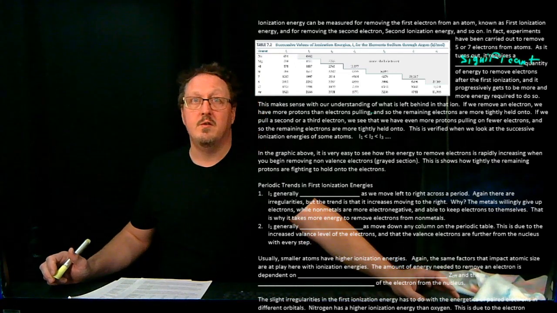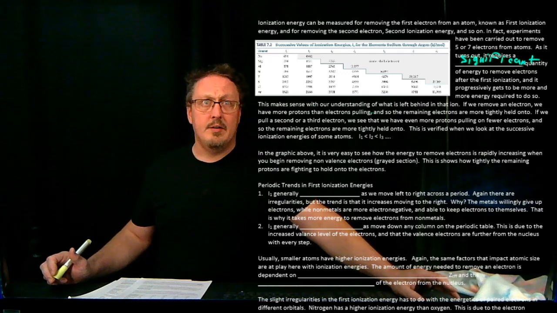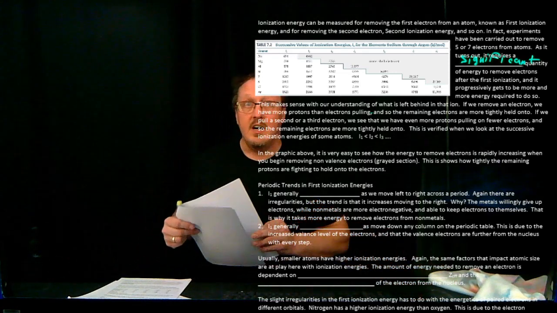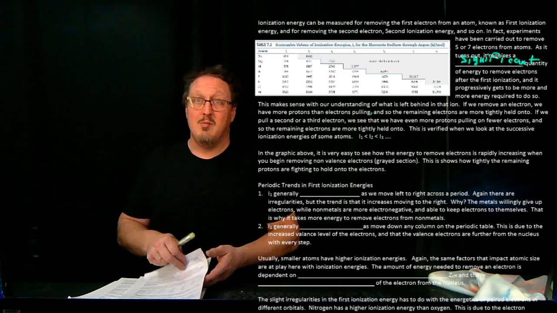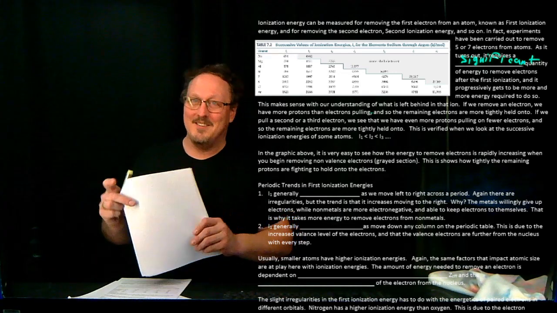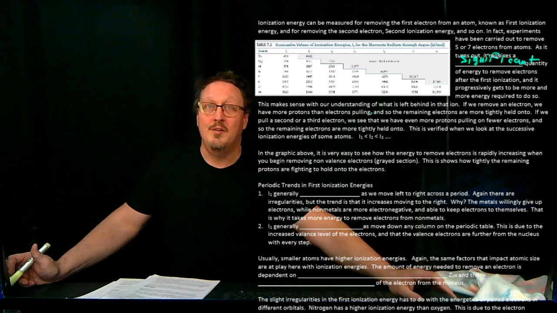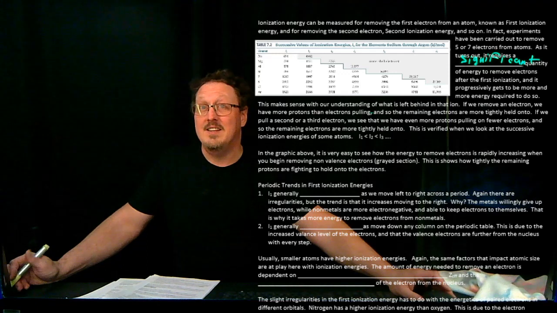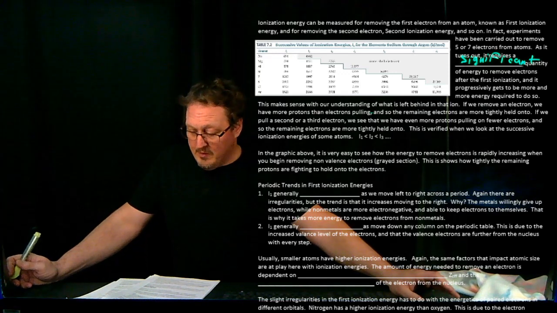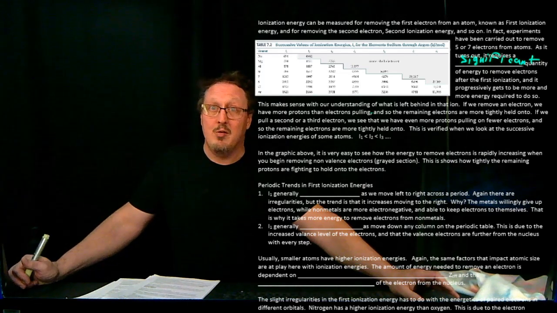So what I have here is a table showing the ionization energy of pulling off a second electron or a third electron. If we look at sodium right here, sodium takes 496 kilojoules of energy per mole to yank off that first electron. But to yank off that second electron off a sodium atom, that's 4,562 kilojoules of energy per mole.